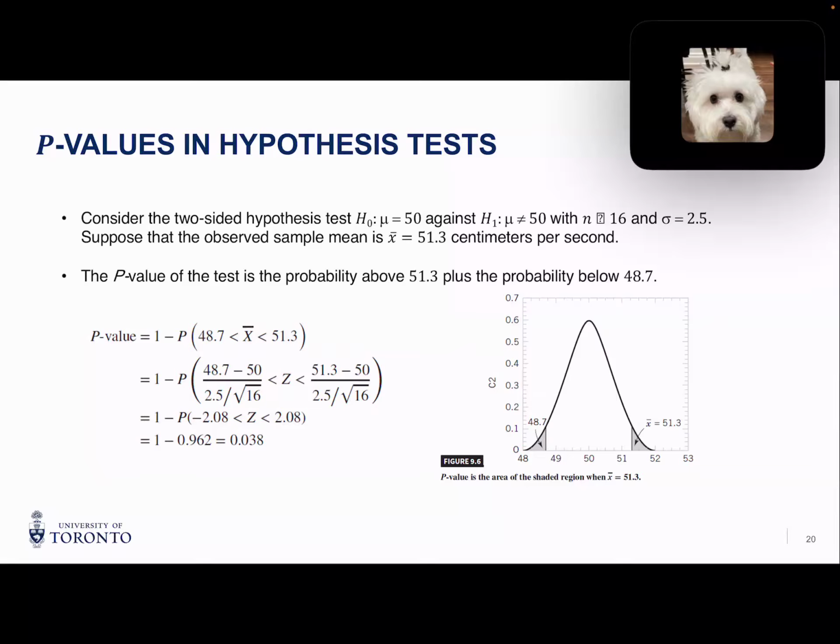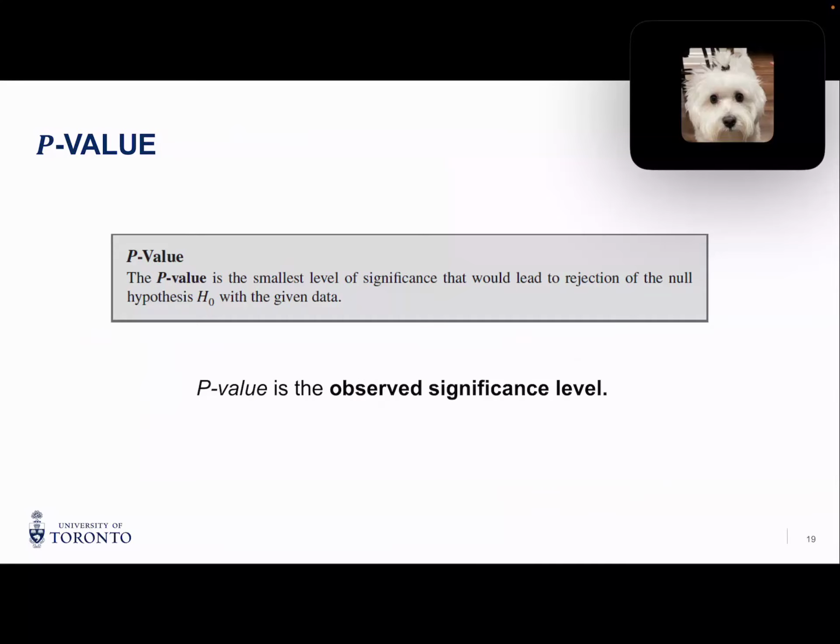So given that you've rejected the null hypothesis, the p-value is how likely was the rejection a result of a type 1 error? Yeah. It's the smallest level of significance that would lead to the rejection of a null hypothesis with the given data. And so, how likely is it that I would falsely reject it? So basically, given that we've rejected the null hypothesis, how likely was it that we were wrong? More or less, yeah.